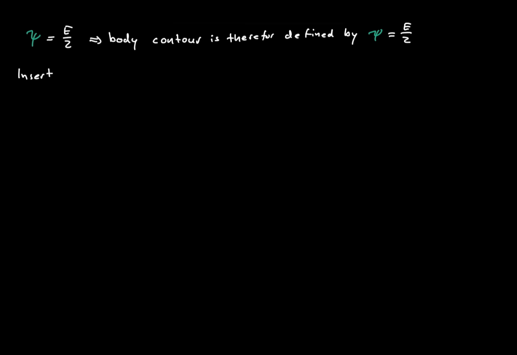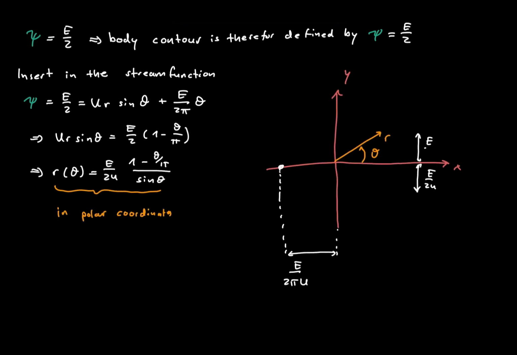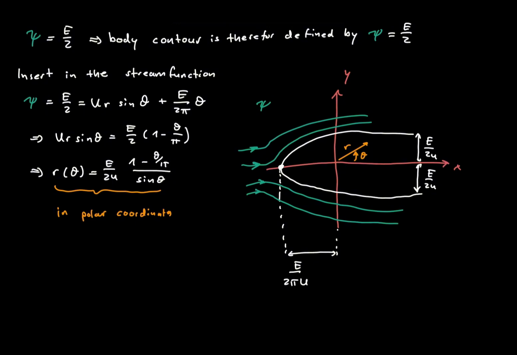Substituting the full stream function gives U r sine theta plus E over 2 pi times theta equals E over 2. This equation describes the contour of the Rankine half body. By superposing a uniform flow and a source, we create a flow field in which one streamline acts as the boundary of a body. So in this video, we combined two elementary flows, determined the potential and stream function, derived the velocity components, found the stagnation point, and identified the contour streamline of the Rankine half body.